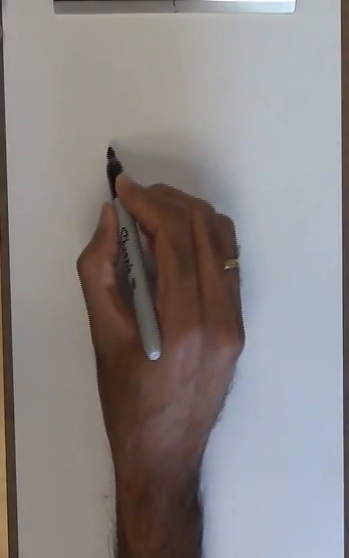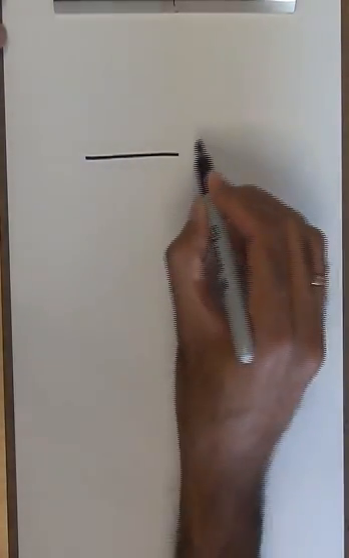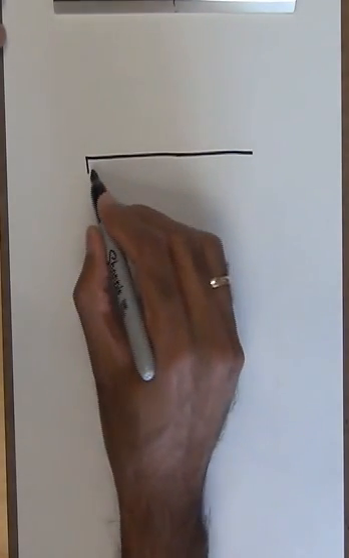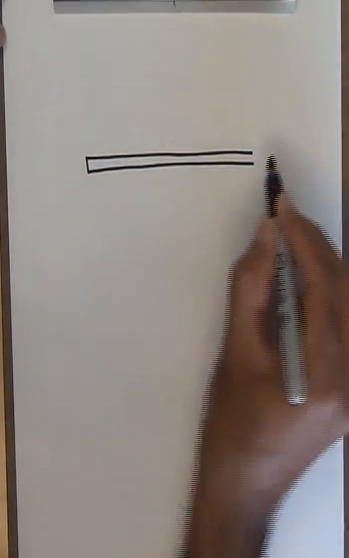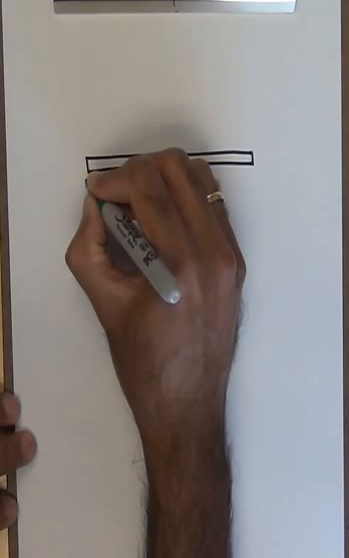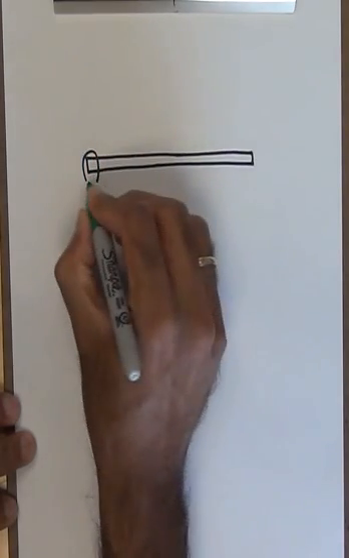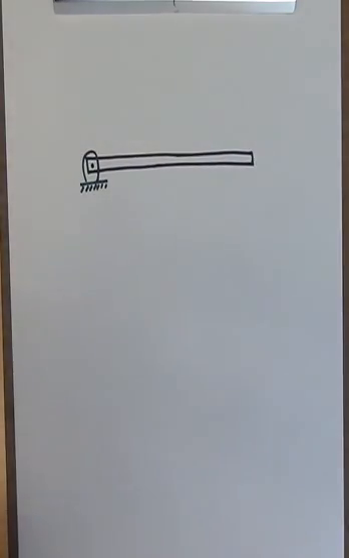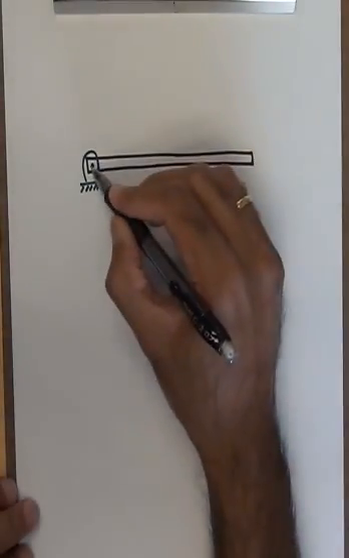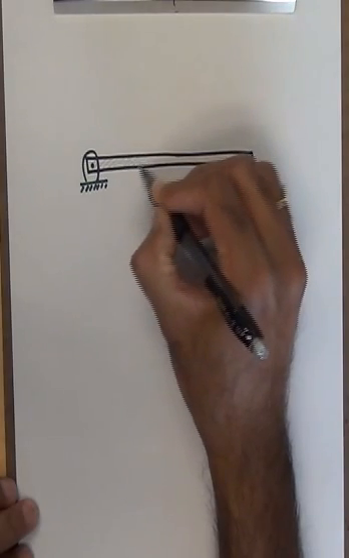So I have a rigid body. It's a straight beam whose width and thickness are of not much consequence to us. So here is a rigid body, and then I have a pin support at one end. So here is a pin support, pinned here, and then I have a roller or a rocker support at the other end. So this is the entire rigid body.